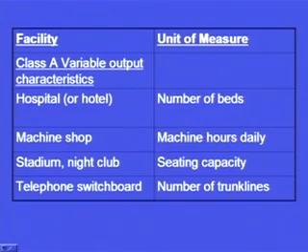Similarly, a stadium or a nightclub, its capacity can be measured in terms of seating capacity, that how much seating capacity is available in that stadium or the nightclub. And similarly, for a telephone switchboard, we can say that its capacity is the number of trunk lines it can accommodate. So the capacity of a telephone switchboard can be in terms of the number of trunk lines available, and it can accommodate easily without any failure.